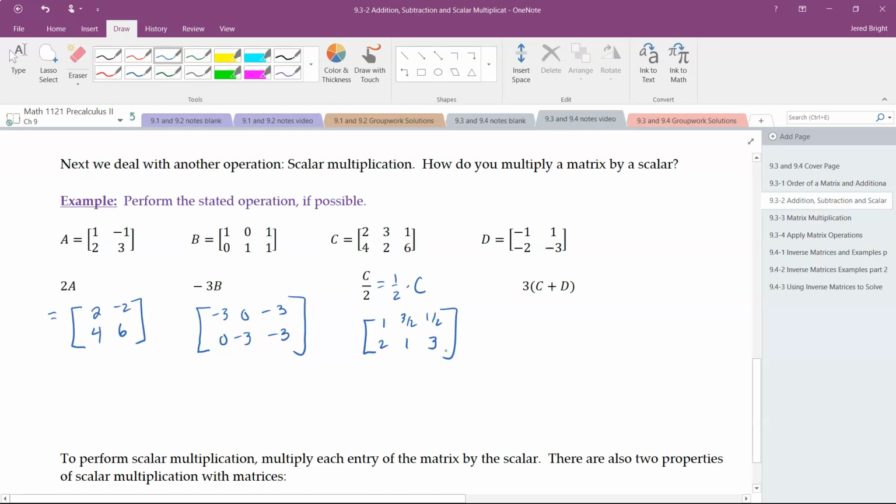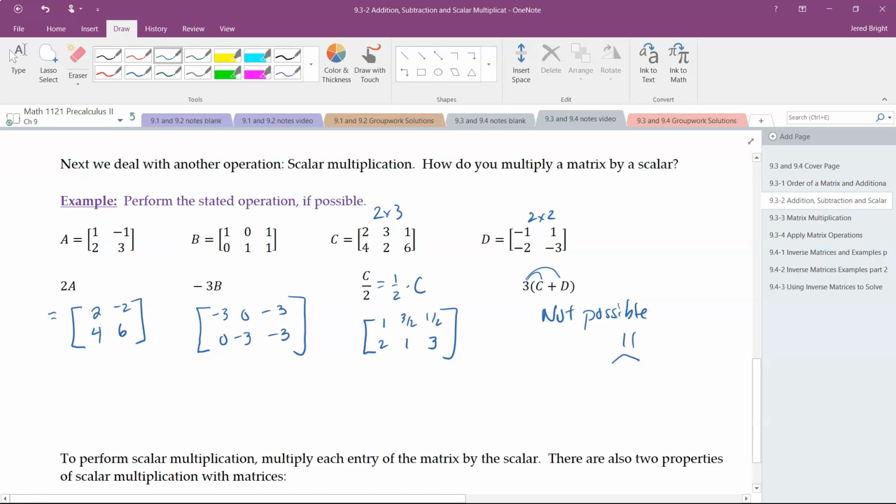And last one. Now this one, you could imagine you can distribute the 3, but the bad thing is that if we look at the orders, C is a 2 by 3 and D is a 2 by 2. So this one is not possible. Yes, you can distribute the 3, but you can't go any further. So there we go.